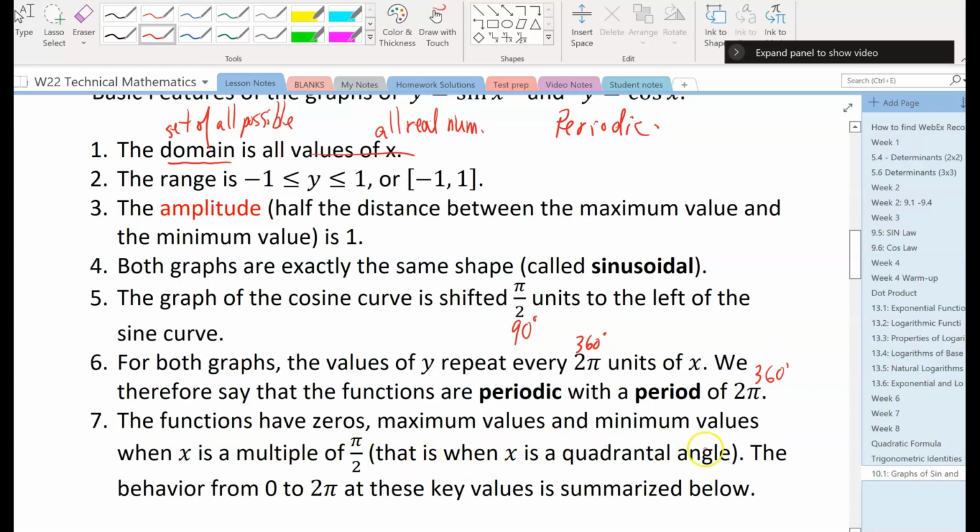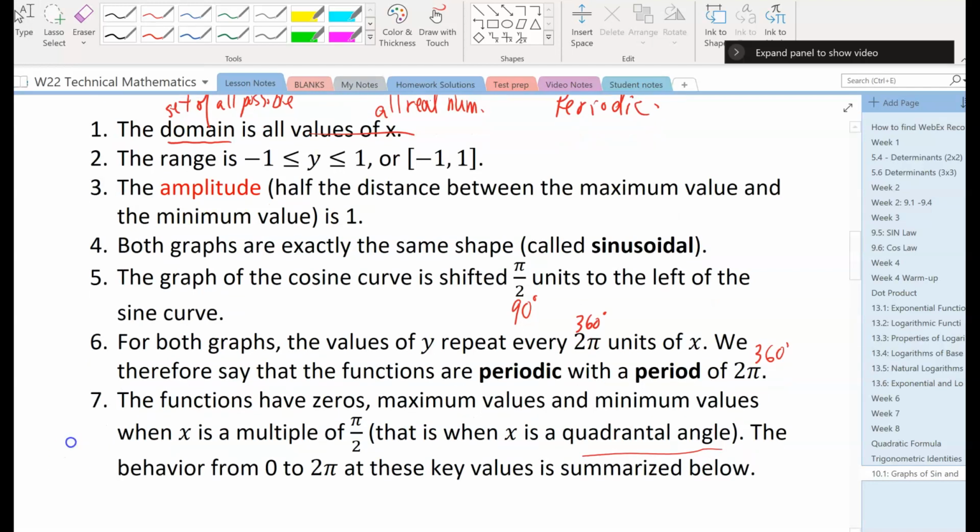The functions have zeros, maximum, and minimum values when x is a multiple of pi over 2. That is when x is a quadrantal angle. Quadrantal angles are angles that lie on the quadrantal axes. So 0 degrees, 90, 180, 270, and 360. The behavior from 0 to 2 pi at these values is summarized below.